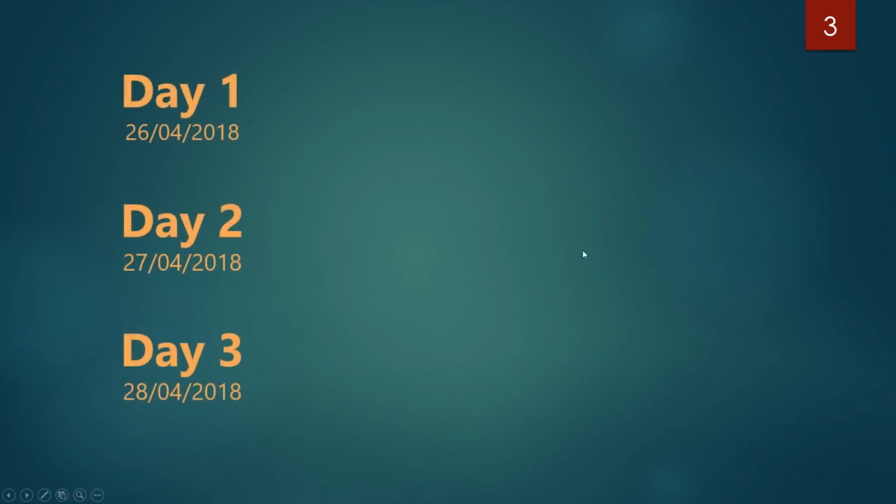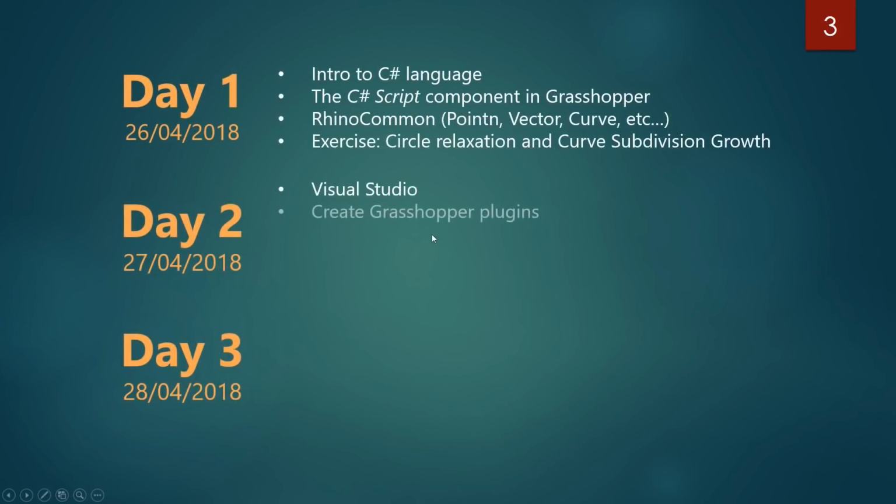Okay. So now on the second day, we're gonna jump into Visual Studio. So we're gonna start learning this new tool set called Visual Studio, where we're gonna write C# code, and the C# code will be compiled into a .gha file. The .gha file is the file that contains the Grasshopper plugin, right? And the .gha file you can install to your Rhino or Grasshopper, and then it will act as a plugin.